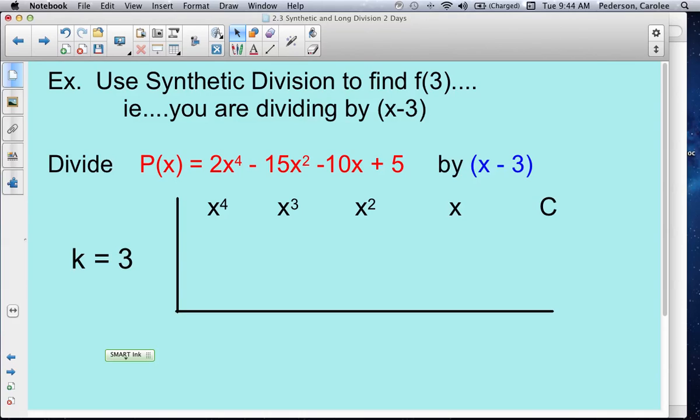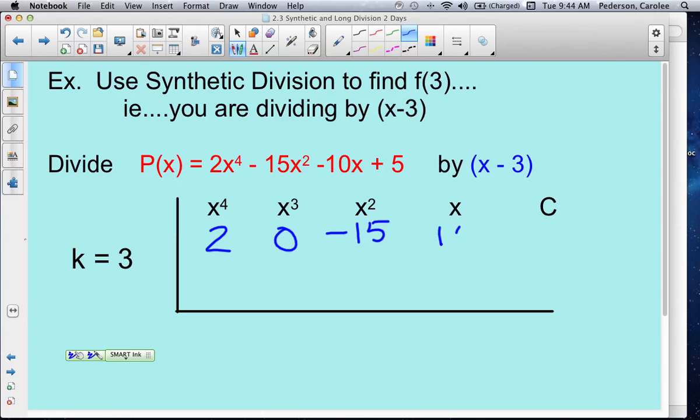How many zeros should I have? 4, because it's a fourth degree polynomial. So I set up my synthetic division: 2, 0, -15, 10, and 5. Why do I have a 0 in that setup of synthetic division? There is no x cubed here. You have to be careful that when you do synthetic division, you have placeholders for every term from the highest degree, 4, down to its constant.